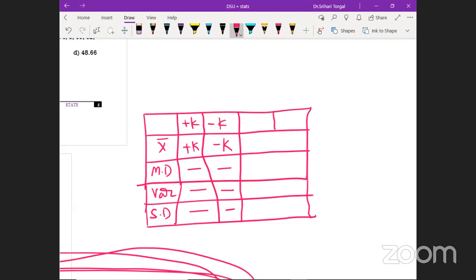Now, if it is multiplied by k, what is the change in the x bar? What is the change in the x bar?